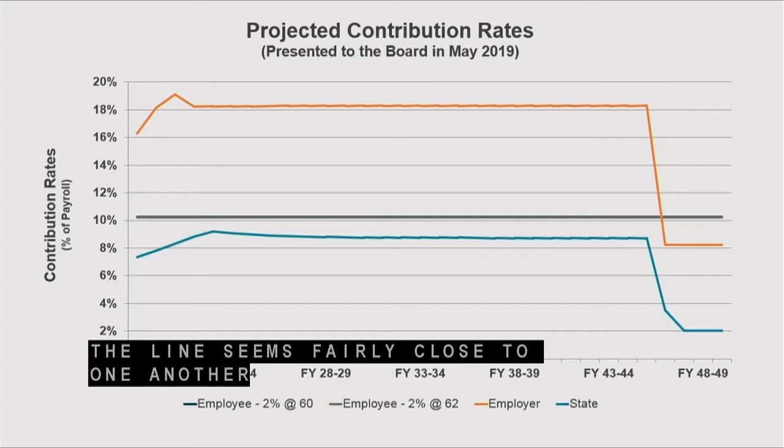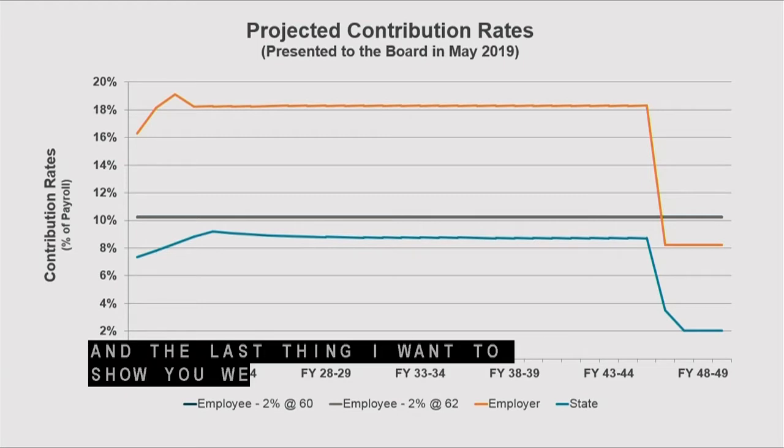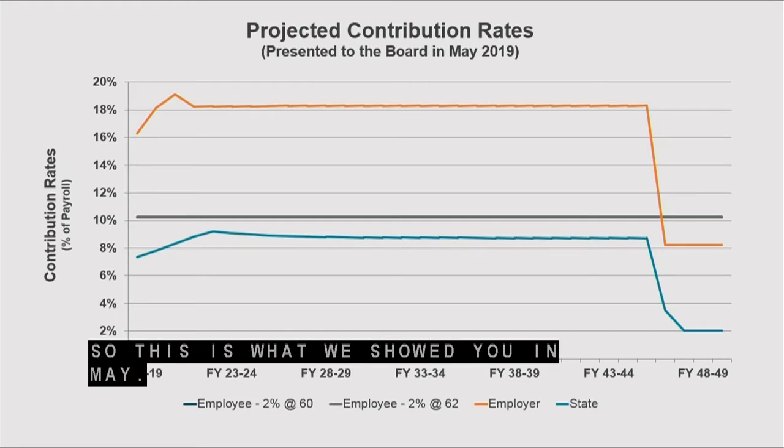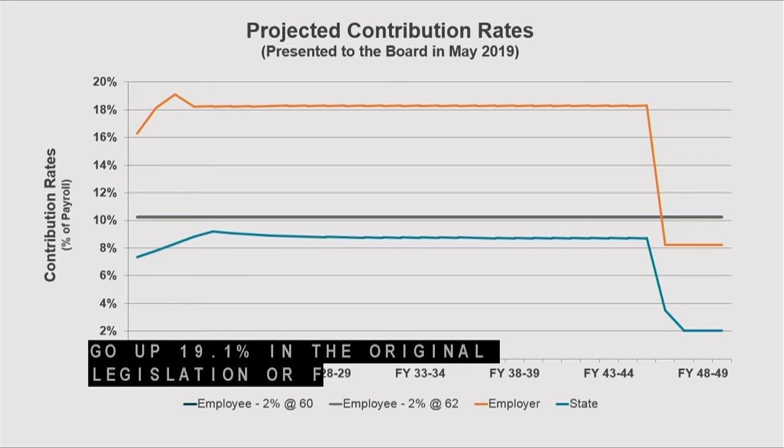And the last thing I wanted to show you were the projected contribution rates. This is what we showed you in May. These at the time were the rates that were projected. The employer rate was projected to go up to 19.1%. That's what was in the original legislation or our funding plan. And the state rate was scheduled to go above 9%.